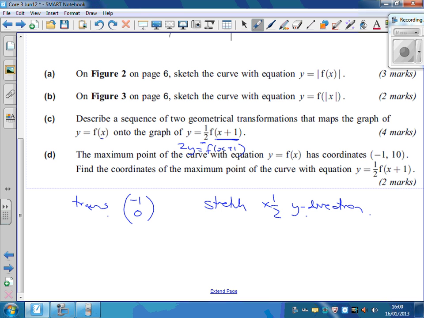And we're now talking about what happens to something. This maximum point, it was at (-1, 10), wasn't it? And what we're doing, well, we're moving it 1 to the left. Well, 1 to the left is moving it to -2, isn't it? And it's now going to be stretched half as high. So instead of it being 10 high, it's now only going to be 5 high. So our maximum point is now going to be at (-2, 5).